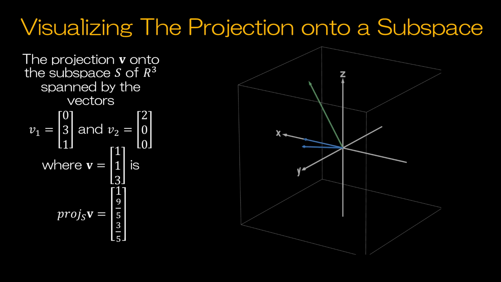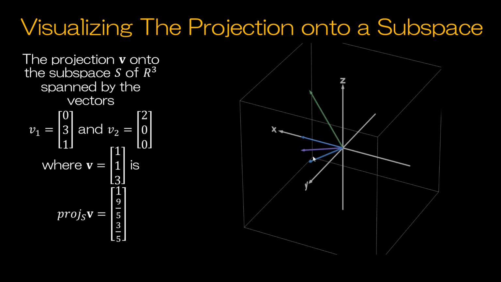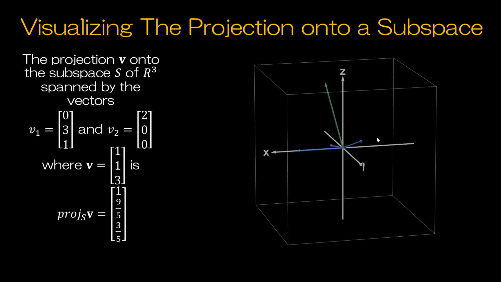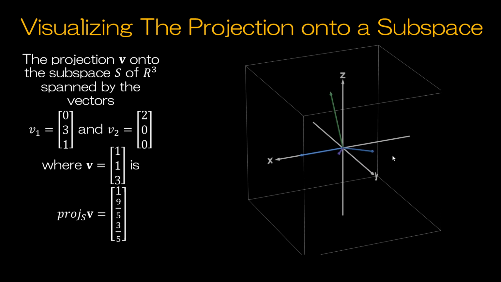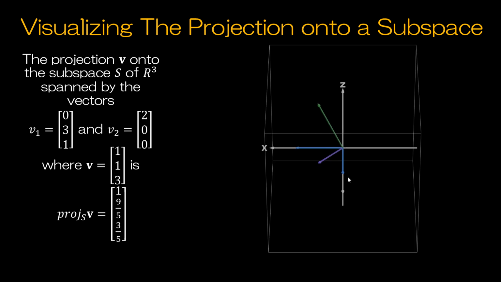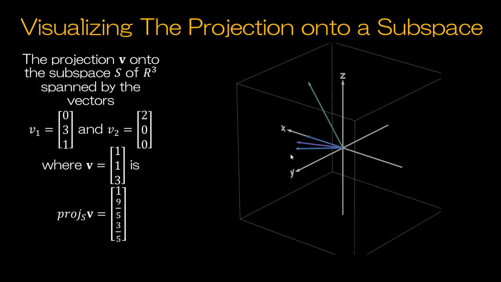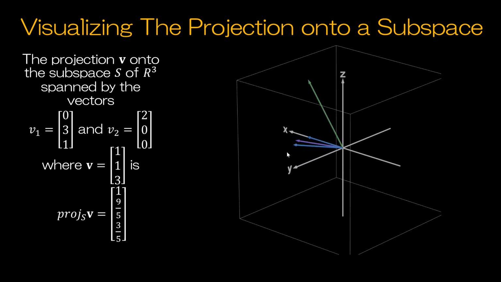The vector we just found is this purple vector. So we can see that if I drew a line at a 90-degree angle to the plane created by those two blue guys, we can see that the purple vector that I just drew, the one we just found, 1, 9/5, 3/5, that is on the plane created by V1 and V2. And if I drew a line from the end of the green vector to the end of the purple vector, that is orthogonal. So that is what we just did.